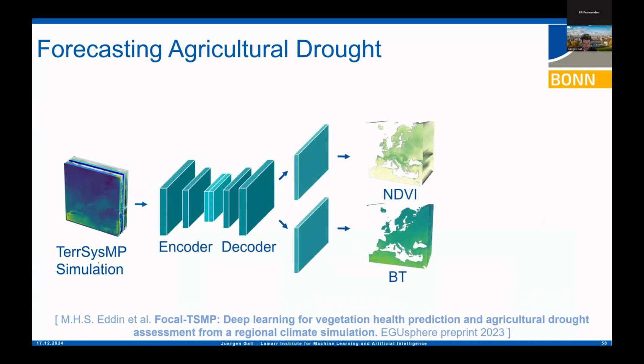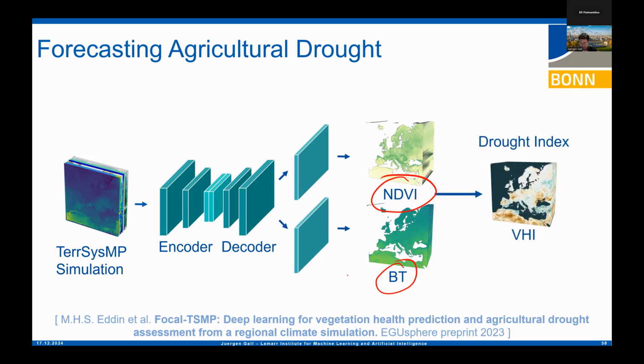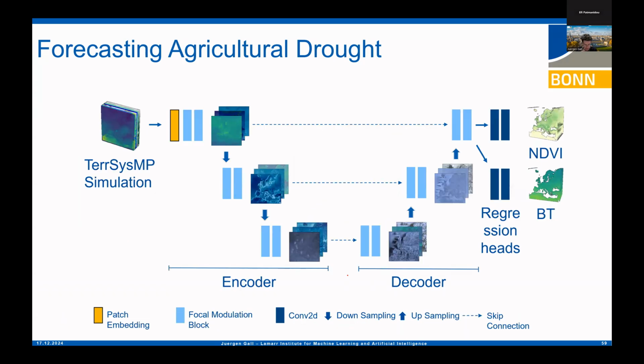So at the end, I have this model, and what we now predict is first the NDVI, which I mentioned is an index of vegetation, and the brightness temperature. Brightness temperature is an indicator of the health of the plant, whether the plants have stress or not. From these two indices, you can compute the so-called drought index. This is a standard equation we use in the literature, and this gives us the vegetation health index. I'm skipping a little bit of the details here.